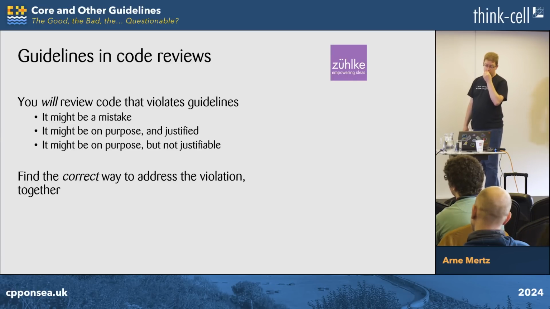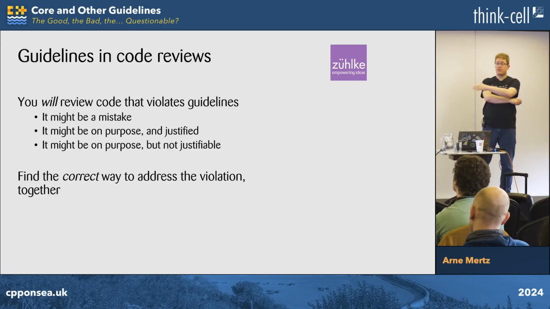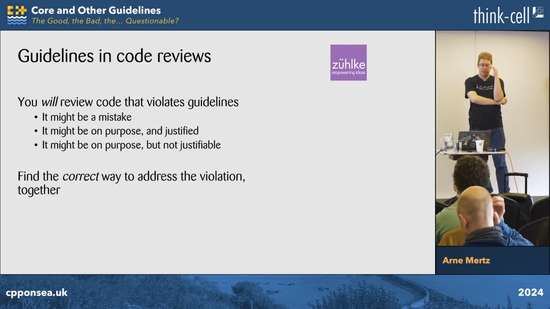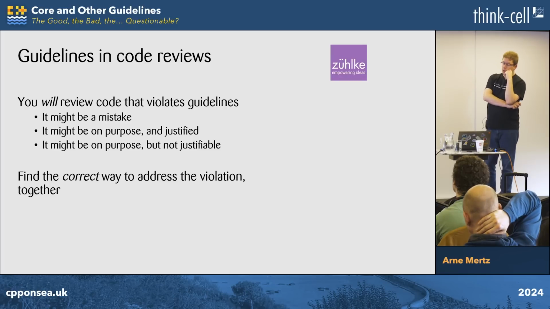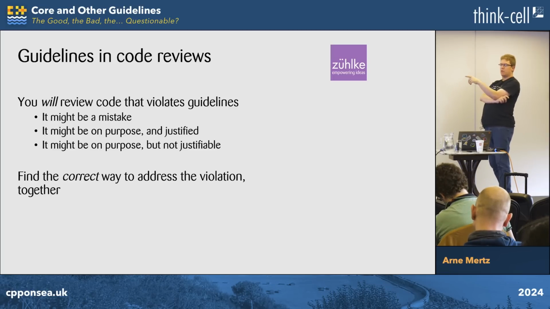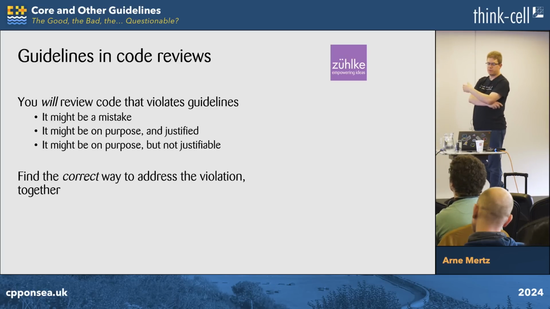How about code reviews? There will be code reviews where guidelines are violated. It might be a mistake. Maybe they don't know the guideline, given that it's not an automatically checked guideline, because you should not review the code where the automatic checker has thrown warnings, right? It might be on purpose and justified. Then maybe your comment should be, please have an explanatory comment in here, so the next one who trips over this guideline violation doesn't ask themselves, why is it?